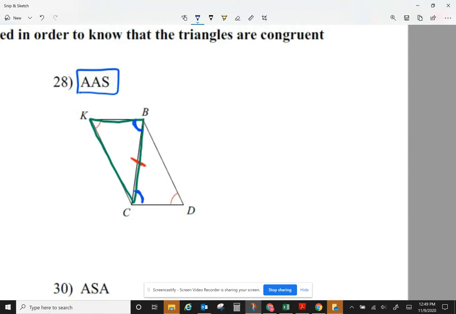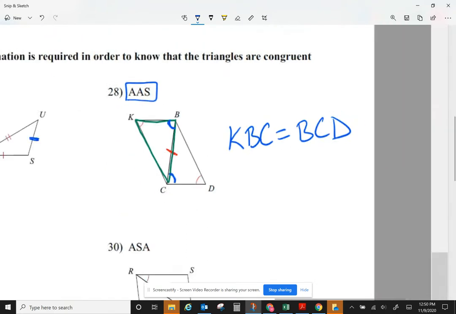When it comes to angles, I need to use all three letters of the triangle. For the first triangle, the one in green, make sure you use all three letters, but B is in the center. So I'm going to call this KBC equals. For the other triangle, I'm going to use all three letters of that triangle, but make sure C is in the middle. So BCD or DCB, as long as you have C in the middle.